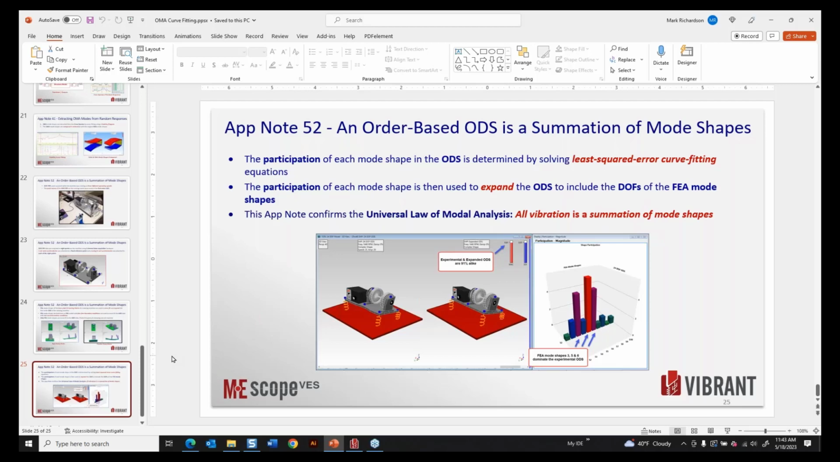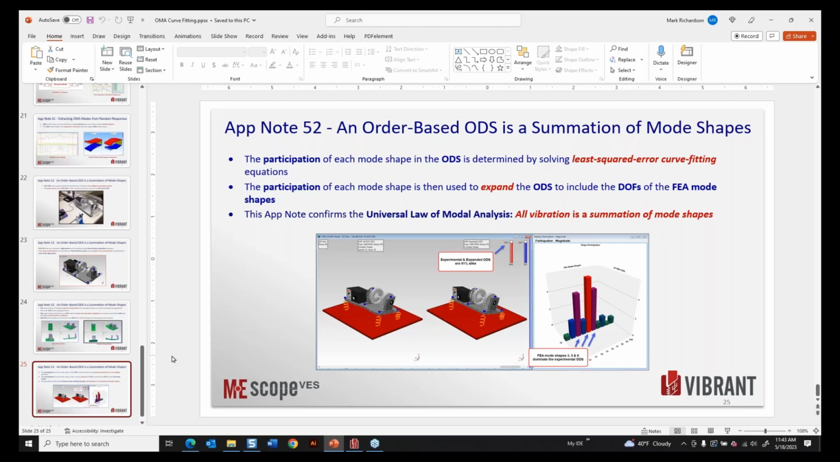We're going to measure what are called participation factors, and these are complex valued. We're going to fit some normal mode shapes, which are real valued, plus and minus, to some complex ODS data with a least squared error curve fitting method. We're fitting linear equations of the mode shapes to the ODS data. Then once we have the participations, we can expand our experimental data using the participation of the FEA mode shapes in a synthesized ODS, if you will.